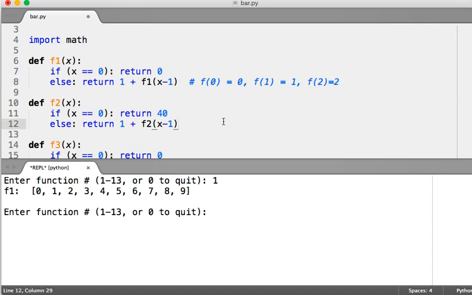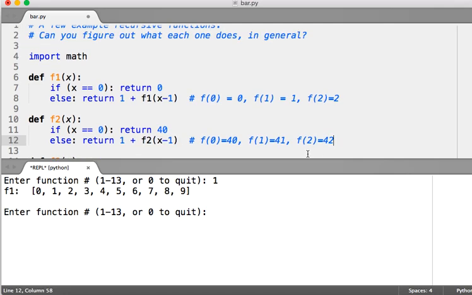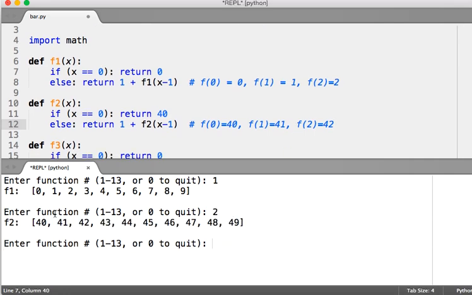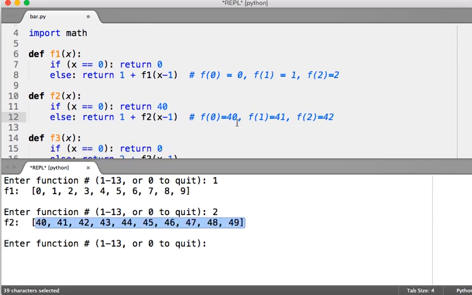We can apply the same logic here, and what we'll see is, in this case, calling this function, f of 0 is naturally 40 because of this line here. And then we're going to go up by 1s again. F of 1 is 1 plus 40 is 41. F of 2 is 1 plus f of 1, which is 42. So it's 40, 41, 42, and so forth. And if we come down here and see that, there it is, 40, 41, 42, and so forth.